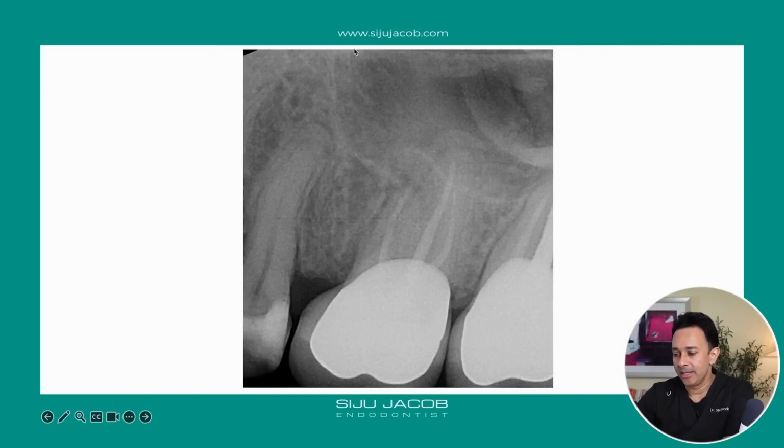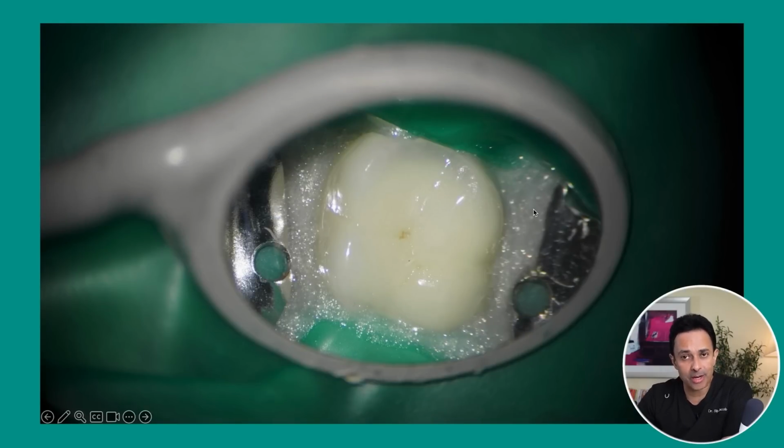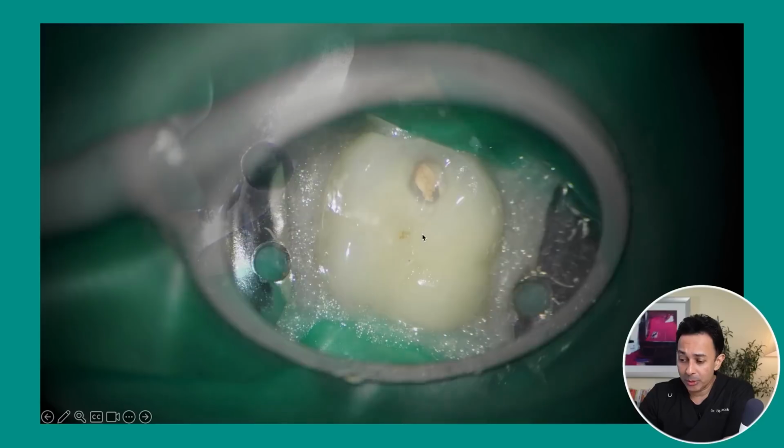Here's another case. You see here the previous endo and the crown done by the general dentist, and the root canal appears to be pretty good. You can't say it's a bad job. The patient came back a few years later with pain. So when we looked at it, again, we decided to save the crown. So we made a small access through the existing crown.